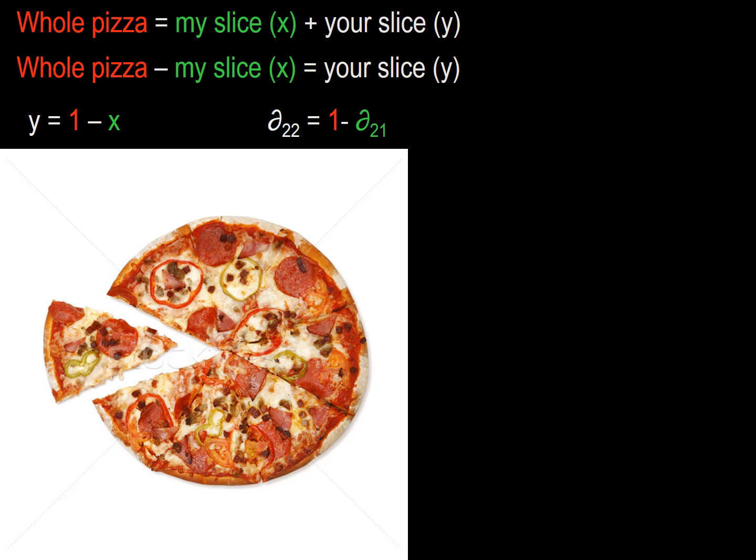Now, symbolically, we would represent this as y is equal to 1 minus x. Or your slice y is equal to the whole pizza in red, 1 minus x, which is my slice. Or in my variable choices, it would be theta 2,2 is equal to 1 minus theta 2,1. Okay? This needs to be understood and accepted before we proceed to the solution of the algebraic equations. And I think you would agree this is very obvious and intuitive.